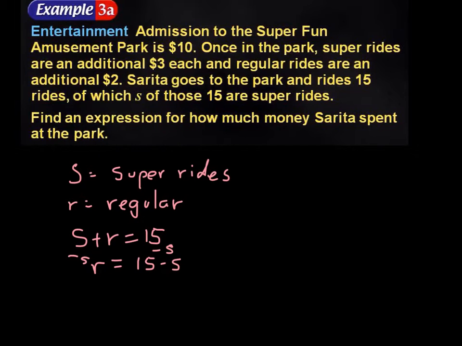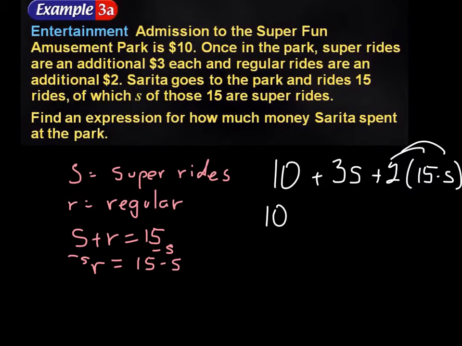Okay, so going back to our word problem, when she walks in the door, she has to pay $10 no matter what. Plus it says she pays an additional $3 for each super ride. So that's the variable we're keeping, so 3S. And regular rides are only $2 more, so 2 times, okay, so for regular we have 15 minus S. And I can distribute that. So I have 10 plus 3s plus 2 times 15 is 30. 2 times negative s is negative 2s.